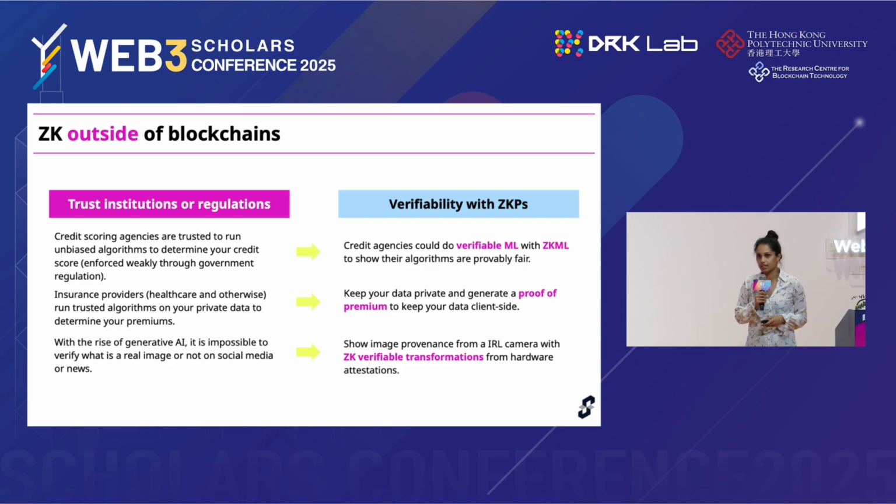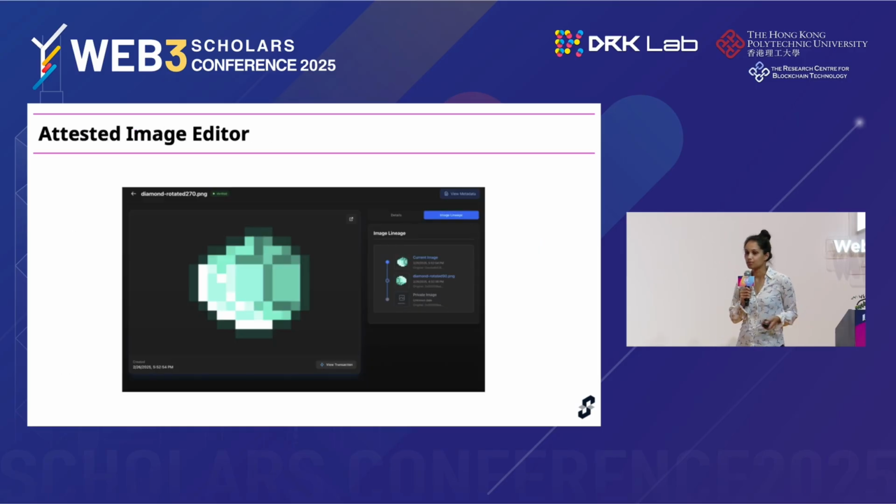Similarly, you could imagine that in the future, you can combine an attestation from a hardware camera device and show that an image originated from a real camera with a set of verifiable transformations to prove that an image is authentic instead of dreamed up by Midjourney or ChatGPT. And actually, at a hackathon, someone built an attested verifiable image editor with SP1 for that attested image editing use case, where you can take an image, apply verifiable transformations, and then generate a ZK proof that the image actually comes from a real camera, which is very, very cool.